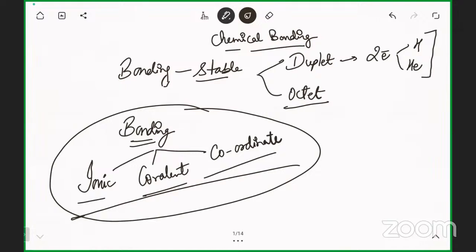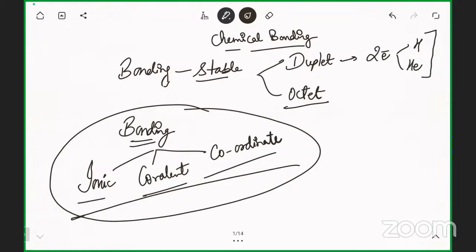The question is, in which type of bonding is there an unequal distribution of the electron? Polar or non-polar? Polar. Why? Because of the difference in electronegativity between the atoms.